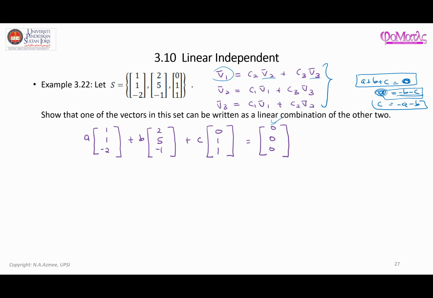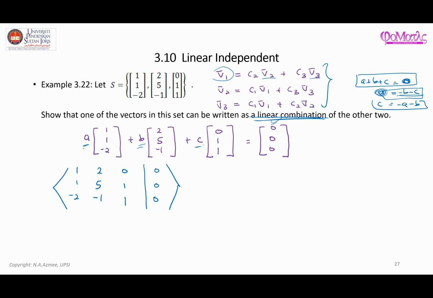Okay, so therefore, in order to express something as a linear combination of the other vectors, we need to be able to find the values for all these scalars. And we already know how to do that. So what we have to do is express this in terms of an augmented matrix. So here we have 1, 1, negative 2, 2, 5, negative 1, 0, 1, 1. Here is 0, 0, 0.